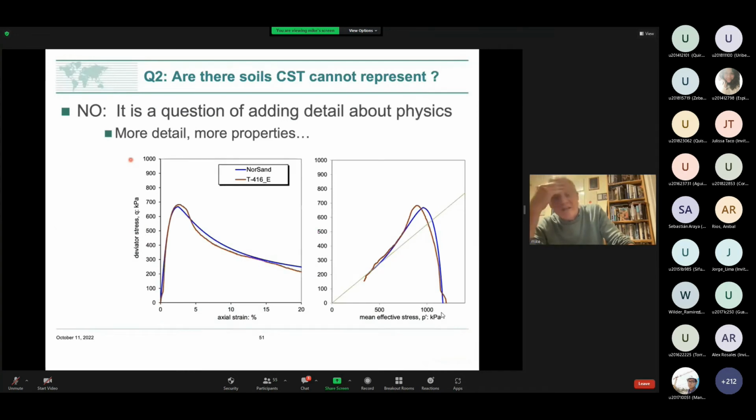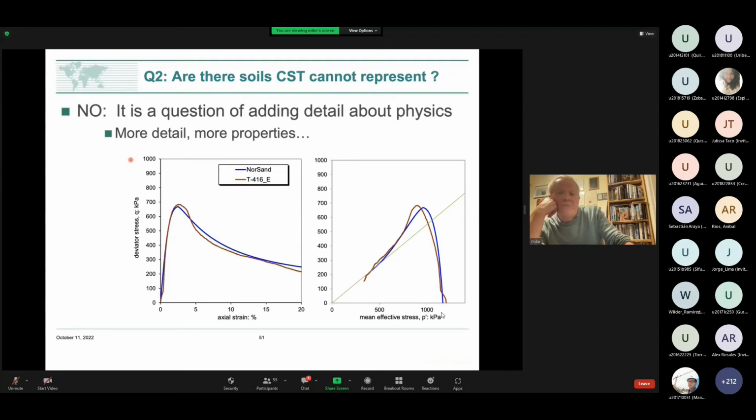In question two, are there other soils that critical state theory cannot represent? The answer simply is no. Now, you may need to add more detail, because if you start saying, well, structure is important, then we need to add structure in. What you're looking at here is actually the Cadia foundation. These are some triaxial tests on the Cadia foundation that caused the dam failure. The brown is what's measured, and the blue is the critical state prediction.